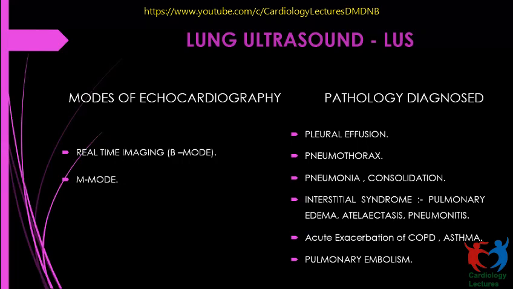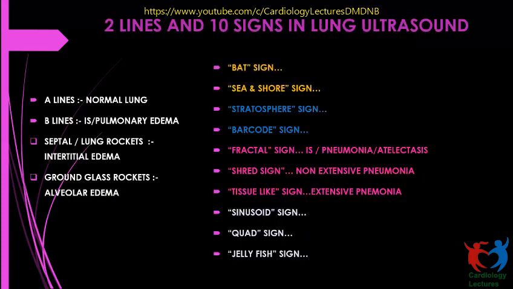So what are the modes of echo? There are only 2 modes. There is no Doppler in it. So you have real time imaging and you have M mode imaging. And what are the pathologies you diagnose? All acute critically ill patients who are becoming ill and critical will have these diagnoses: pleural effusions, pneumothorax, pneumonias, interstitial syndromes, pulmonary edema, atelectasis, pneumonitis, acute exacerbations of COPD, asthma, and pulmonary embolism sometimes. So all these things can be diagnosed with the lung ultrasound.